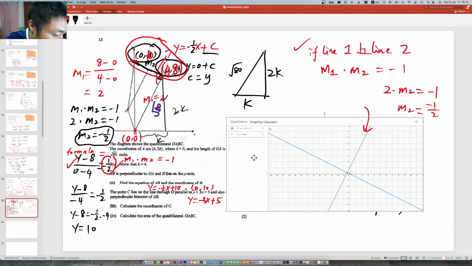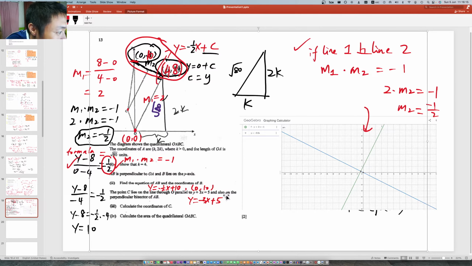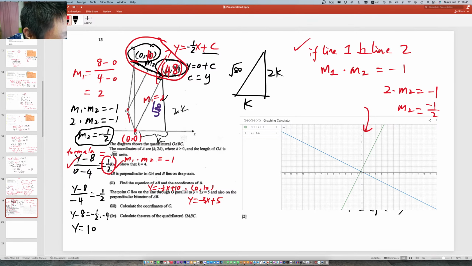Hold on, I'm quite confused by the English. And also on the perpendicular bisector of AB. Okay, over here. So what they are trying to say is this point C lies on the line through O. Are you talking about this one? Yeah, I think it would be that. Parallel to y equals... yes, this one. So this line is parallel to this.